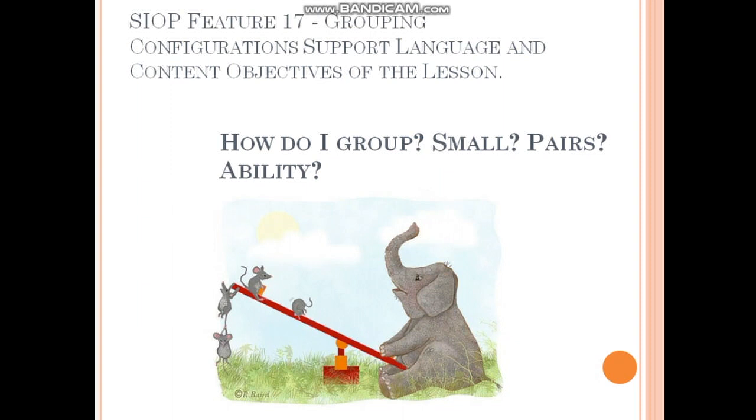Next, let's discuss SIOP feature number 17, which is grouping configurations support language and content objectives of the lesson. This is one of my favorite SIOP features because it guides us in balancing grouping configurations in order to develop oral proficiency, as well as reading, writing, listening, and speaking. You can do this by varying grouping configurations by whole class to small group, or whole class to partners, or small group to individual assignments. There's many ways you can do this, and we'll get into more detail about it.